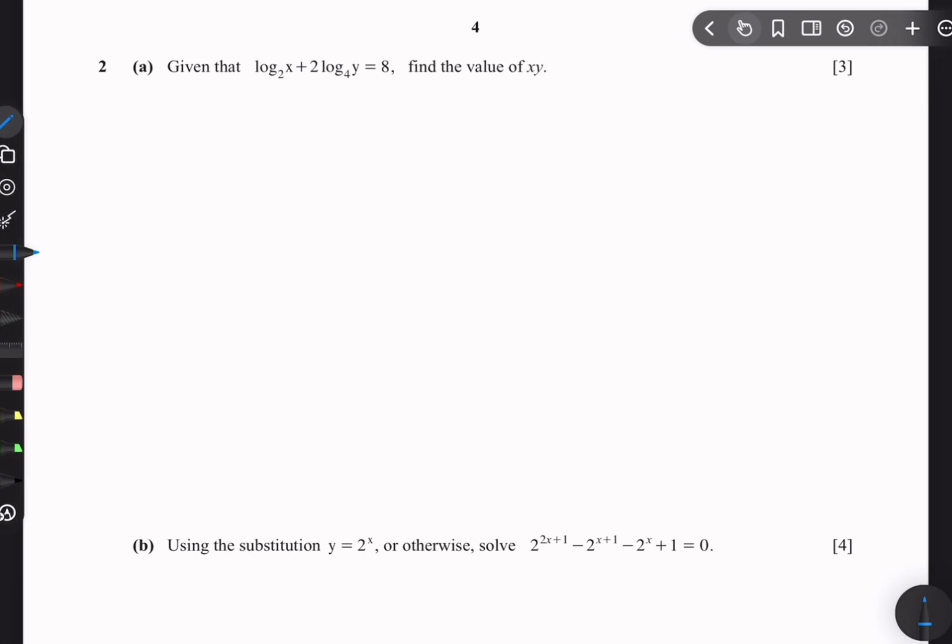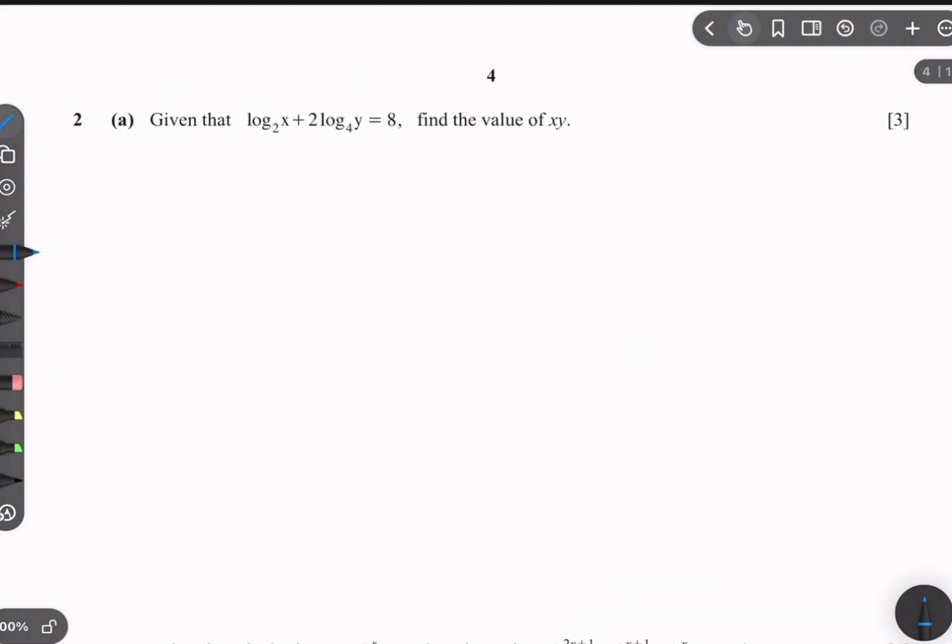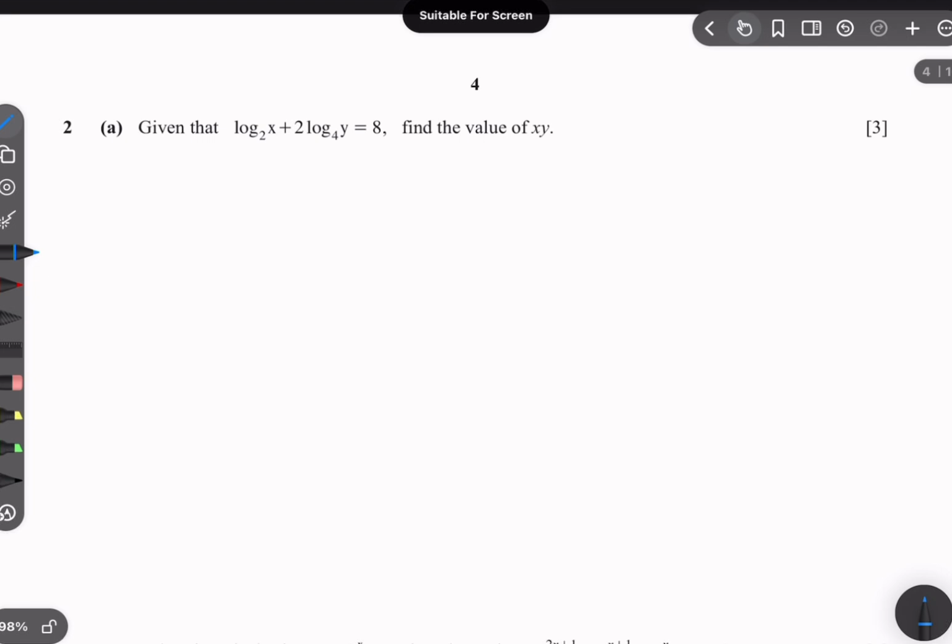Question 2. Given this equation, find the value of xy. We need to know the laws of logarithms for this question. And also we need to change the log base, because this is base 4 and the other one is base 2. So we can change the log base 4 to log base 2 to make it easier.